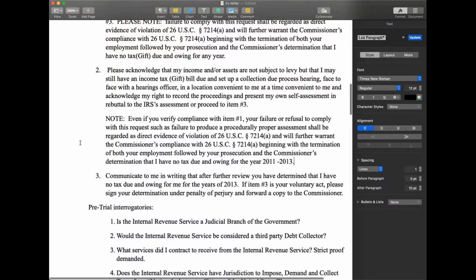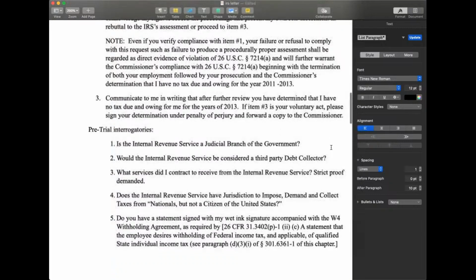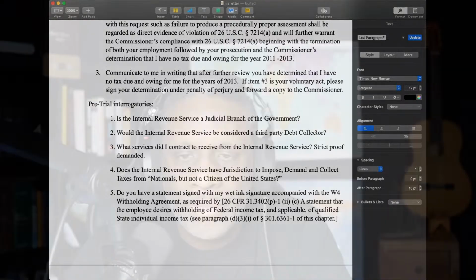All right, communicate to me in writing that after further review, you have determined that I have no tax due and owing for the years of 2013. If item number 3 is your voluntary act, please sign your determination under penalty of perjury and forward a copy to the commissioner. Now, this is what I added: pre-trial interrogatories, because these letters are what you're going to use when you go to court, because they never answered them.